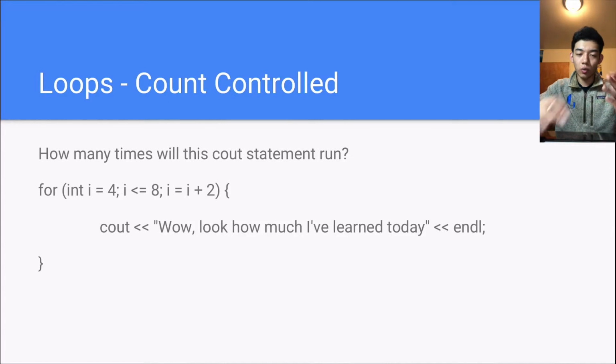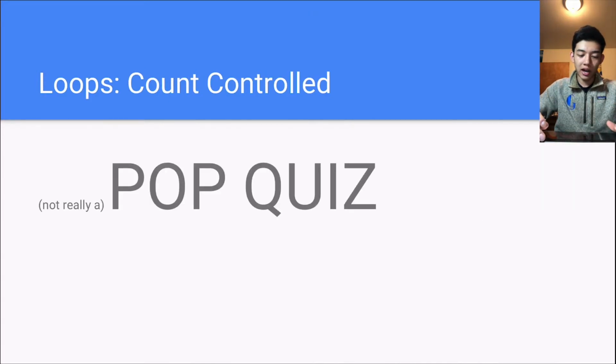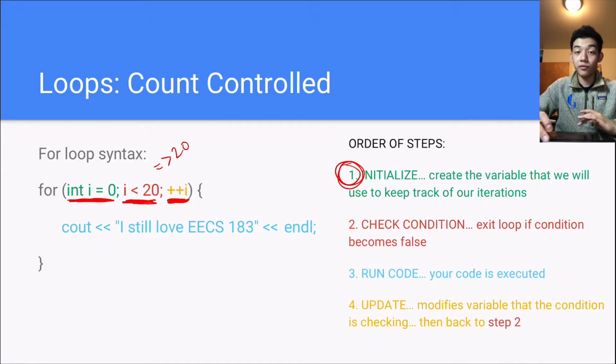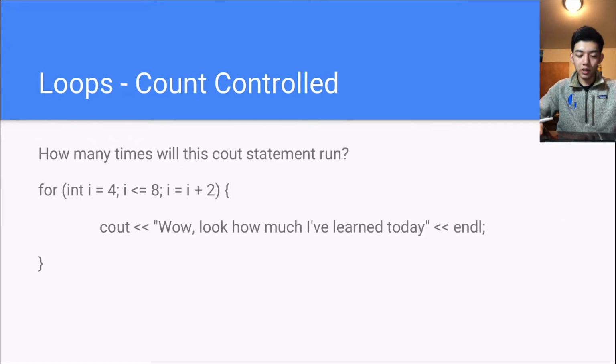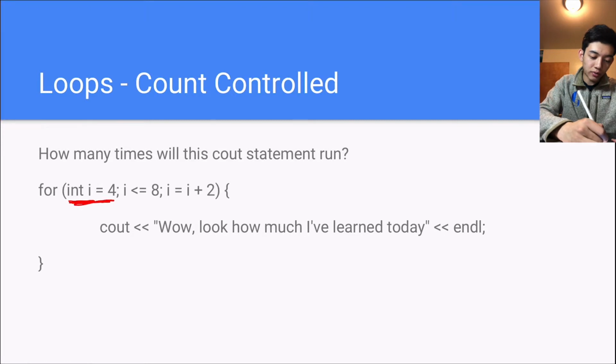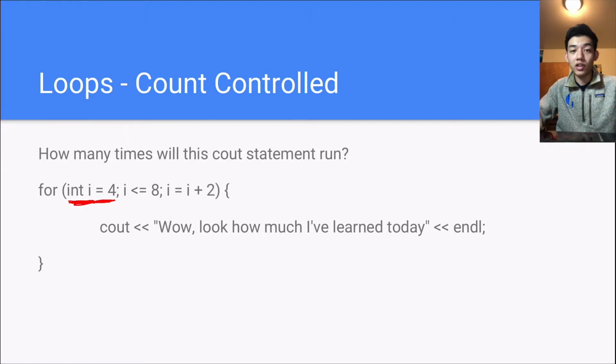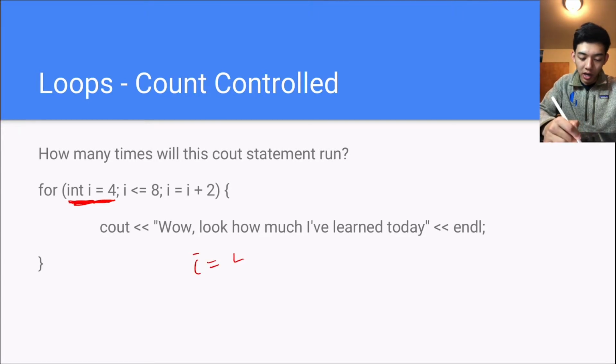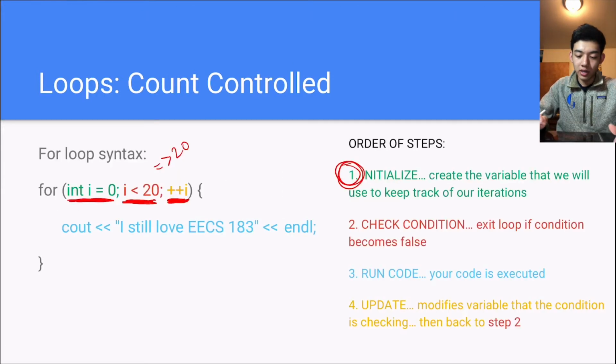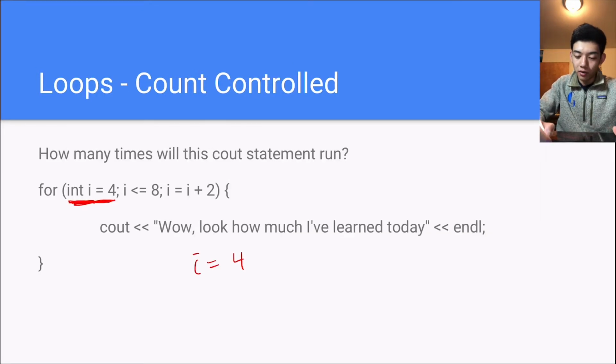Let's walk through this so we can see how these order of steps apply to a different example. First things first, we're going to initialize. Here we have int i equals 4. That means the integer we're going to be keeping track of is i, and it's going to start at 4. So let's write that down: i equals 4. Now what is step 2 again? Step 2 is check condition. So we have 1, initialize, and then 2, check condition.